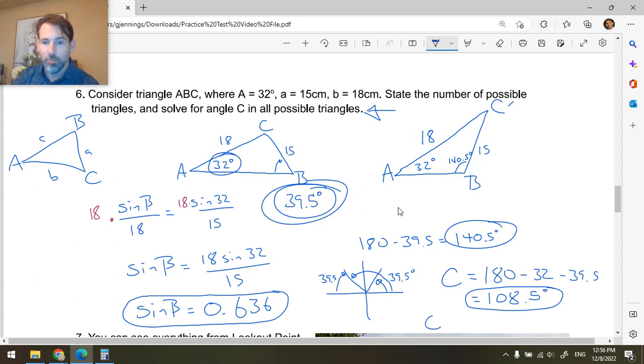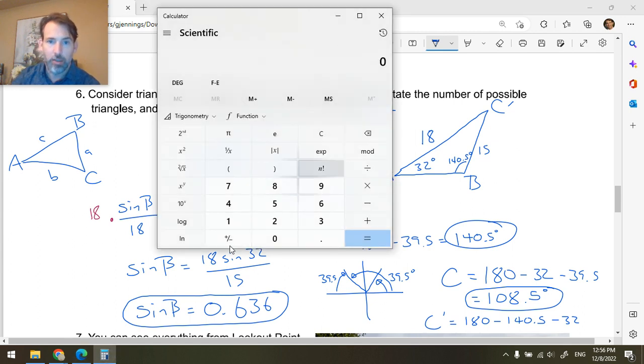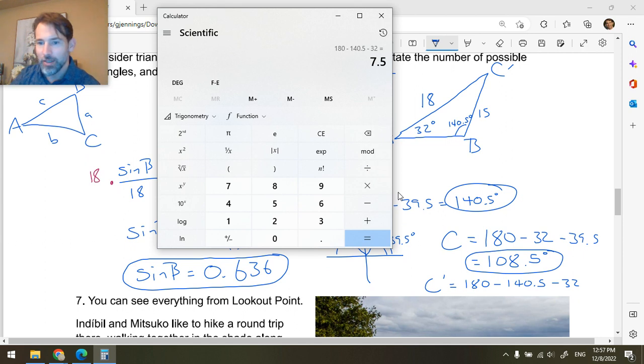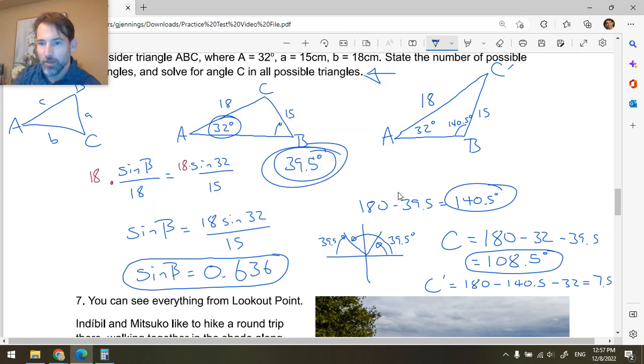Now let's calculate C prime. C prime is going to be the same idea, 180 minus 140.5 minus 32. Oh, that's going to be quite small. 180 minus 140.5 minus 32 equals, oh, only 7.5 degrees. Cool. So put that in. Equals 7.5 degrees. Okay, circle them, and you might have a therefore statement.